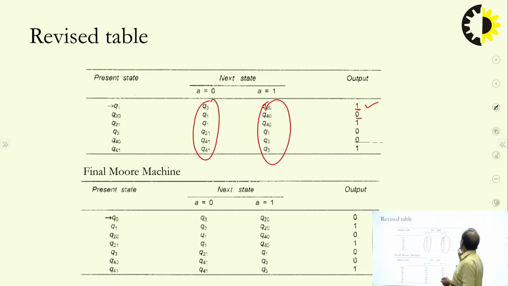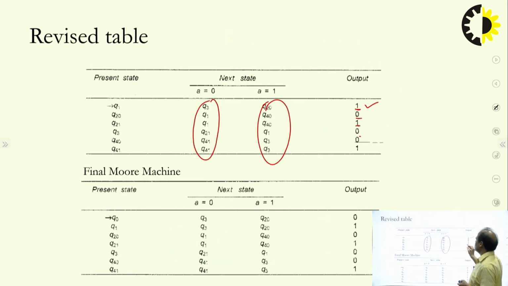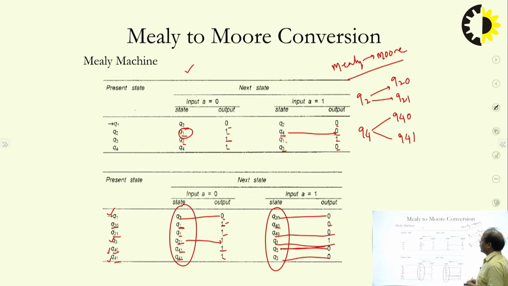Same thing, Q2 1 is going to have 1, Q3 is going to have 0. Look here, Q3 is 0 and Q3 is 0. So the output of Q3 is 0. So Q4 with input 0 has output 0, Q4 with input 1 has output 1. So this is our Moore machine.